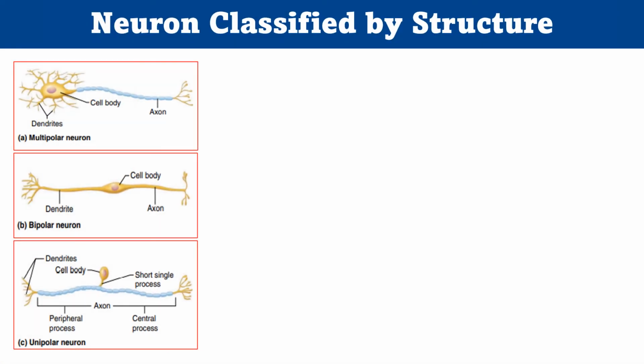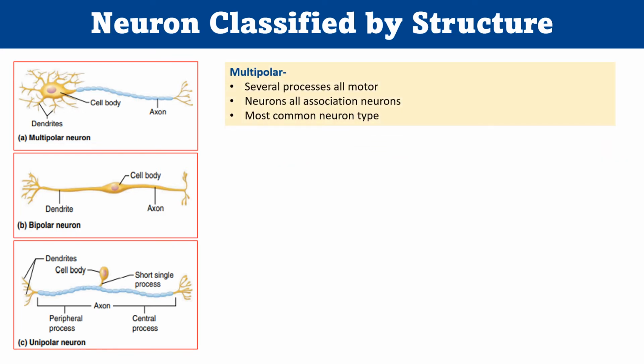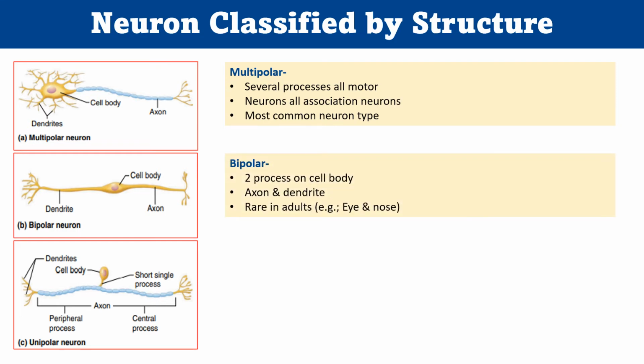Next we're going to look at the classification of neurons by their structure. The first one is the multipolar neuron. They have several motor processes. These neurons are all associated with other neurons. The most common neuron type is the multipolar neuron. They have dendrites, cell body, and axon. Next is the bipolar neuron. Bipolar neurons have only two processes on the cell body, an axon and a dendrite. They are rare in adults, found, for example, in the eyes and nose.